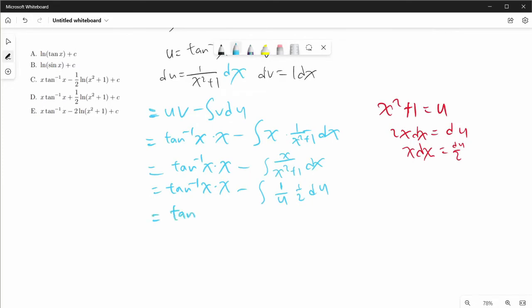The first part stays the same, and that will be a fourth? No. 1/2 ln u plus c. Then we have 1/2 ln, plugging in, x squared plus 1, plus c. And that will be answer choice C here.